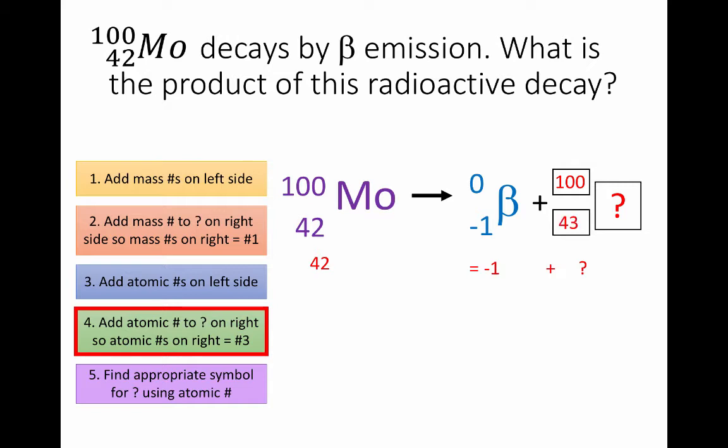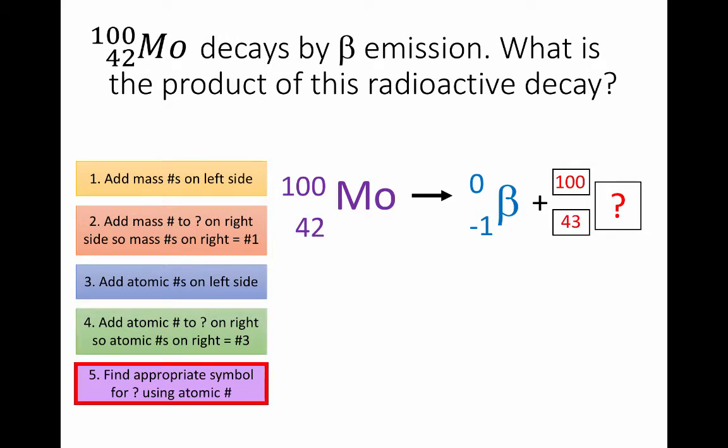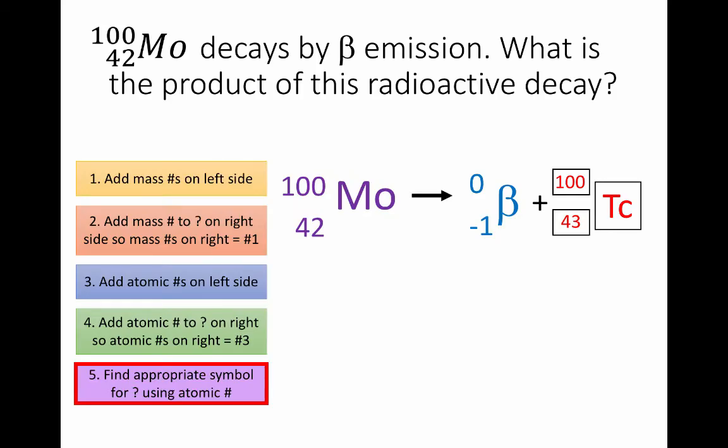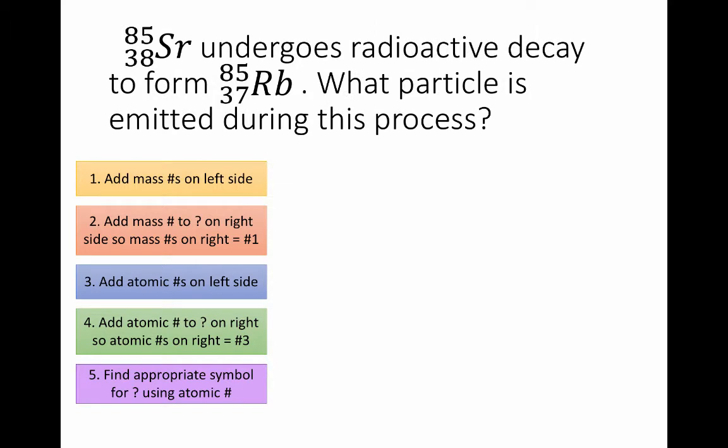43 minus 1 equals 42. So we need something that's 100, mass number, 43 atomic number. What element has an atomic number of 43? Let's look at our periodic table, and it's technetium. So here is our balanced equation. Molybdenum-100 decays by emitting a beta particle and thereby turns into technetium-100.